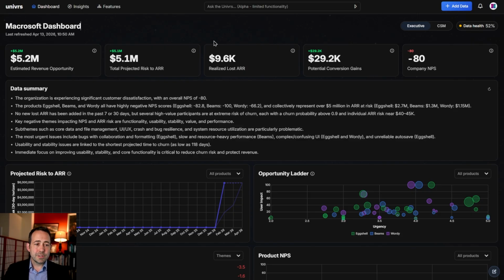So if we go through this top row here, you see estimated revenue opportunity, total projected risk to ARR. This could be LTV, it could be revenue, it could be account size. Realized lost ARR in this case, potential conversion gains, and then you see NPS over here.